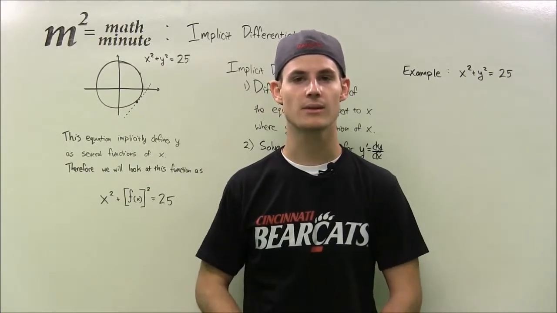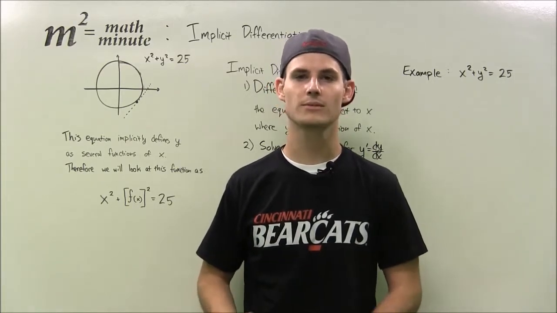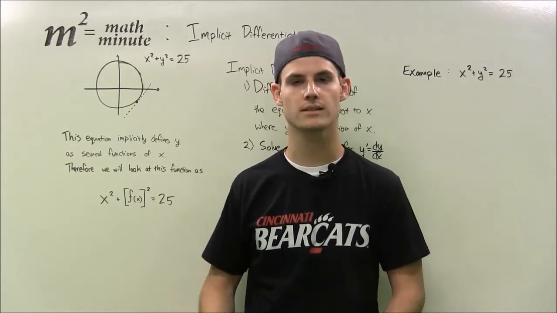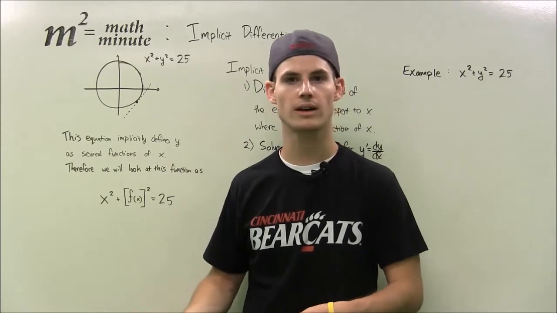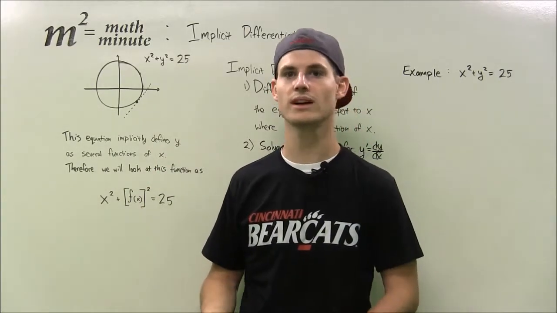My name is Adam and today we're going to be talking about implicit differentiation. So up until now we've been talking about equations where we've just differentiated x, the variable x. So now we're going to talk about what happens if we have an equation with x and y. For example, this circle, x squared plus y squared equals 25.